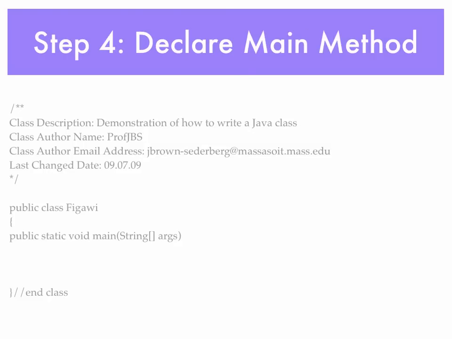Step 4 is to declare the main method. The main method is the method that will be called when the class is executed. We declare the main method with the line public static void main(String[] args).